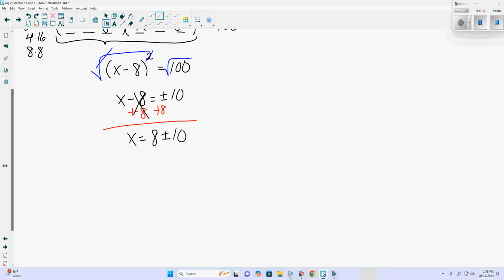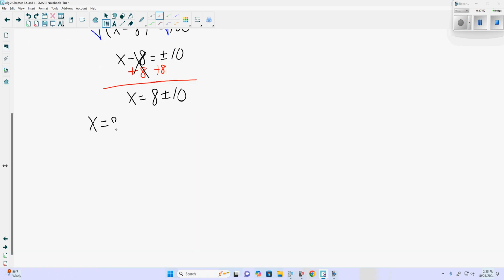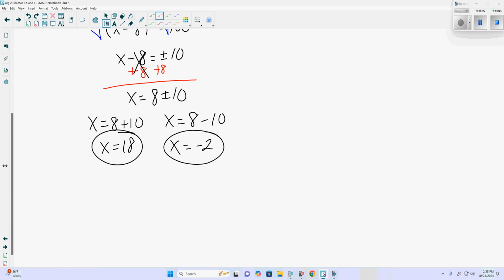18. They are like terms, we can add them, yes? If we can add them, if we can subtract them, we need to add and subtract. Because 8 plus 10 is 18. We also have that x is equal to 8 minus 10, so we have two answers. If we can add and subtract them, we need to add and subtract.